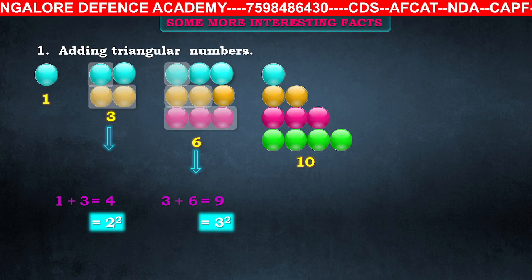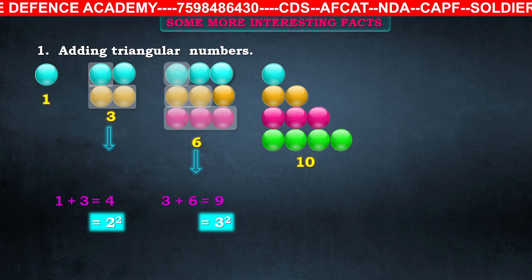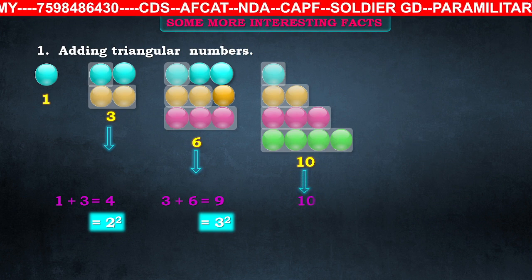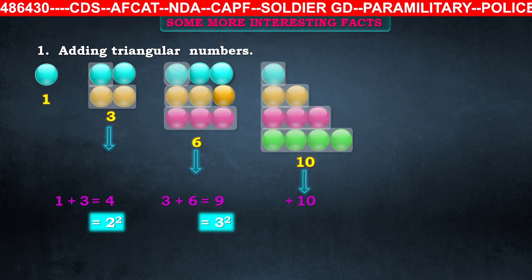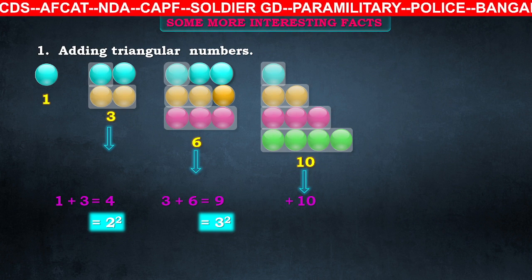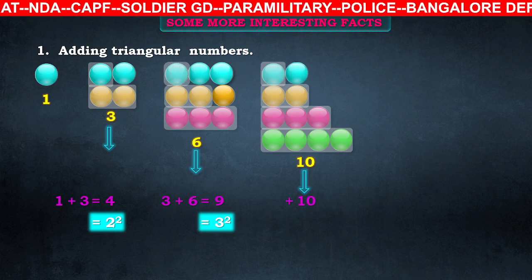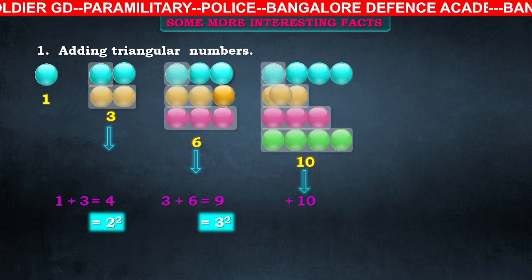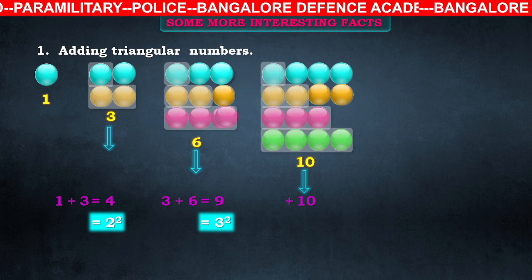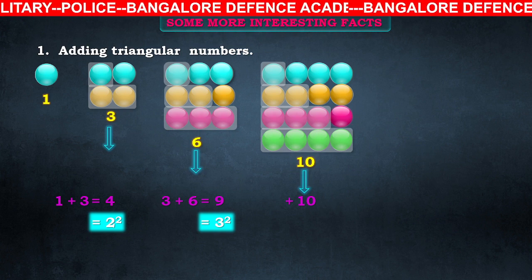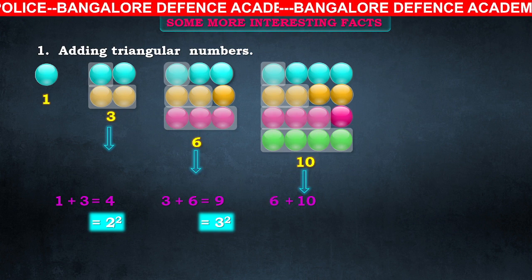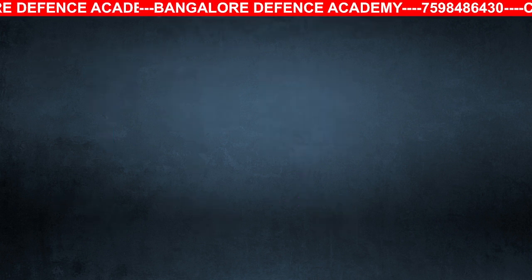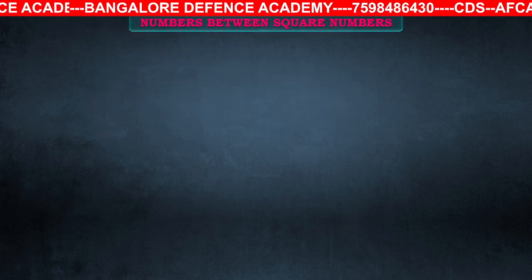By this time you might have guessed what's going to happen next. Here I'm going to take these 10 balls, and here I'll write 10 plus. Now I'm going to take the 6 balls from the left side. So you have the first one, the second, the third, the fourth, fifth, and the sixth one. So I'm taking 6 balls from the left hand side. I'm adding 10 plus 6 gives me 16, and 16 is nothing but 4 square. So 4 square gives me 16.